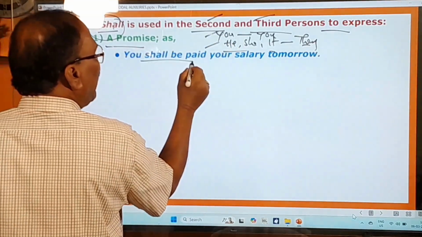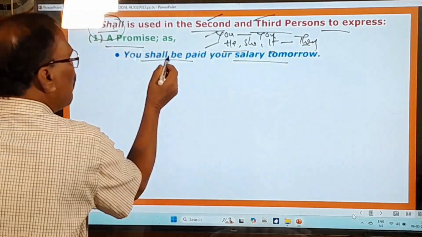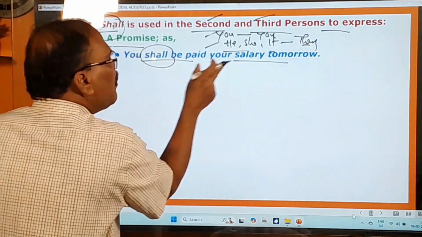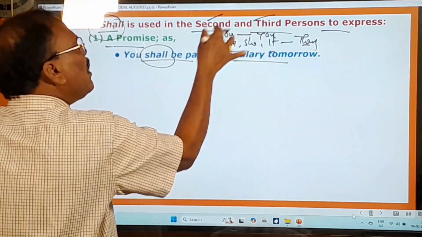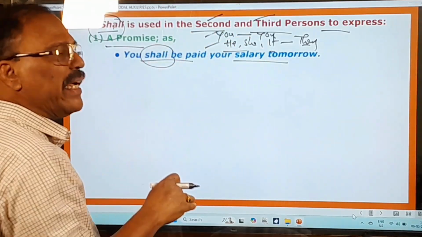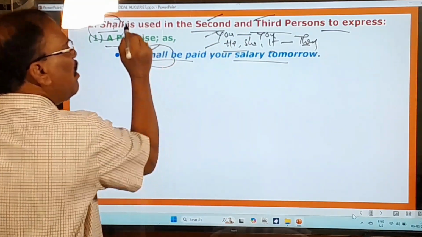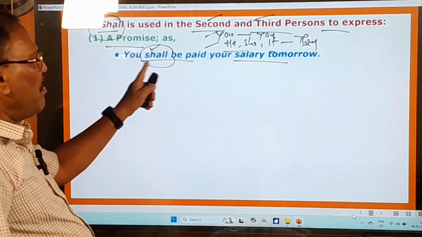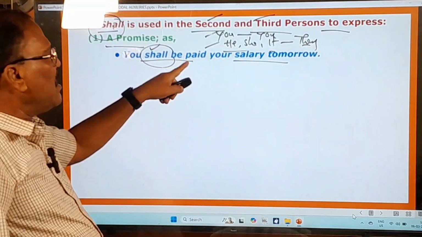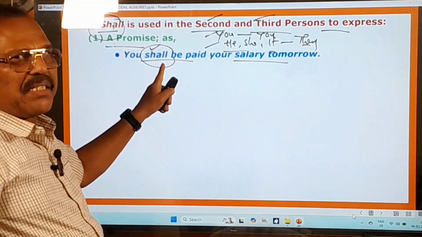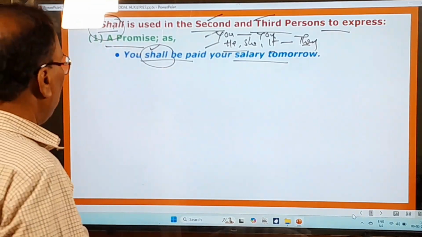You shall be paid your salary tomorrow. So some promise is there. You shall be paid your salary tomorrow. Repu nee salary chellinchabadutadi. It's a promise. Whenever you want to make a promise, you must use this shall. You shall be paid. Neevu chellinchabadutavu. This is in the passive voice, of course. Okay, and you go to the next example.